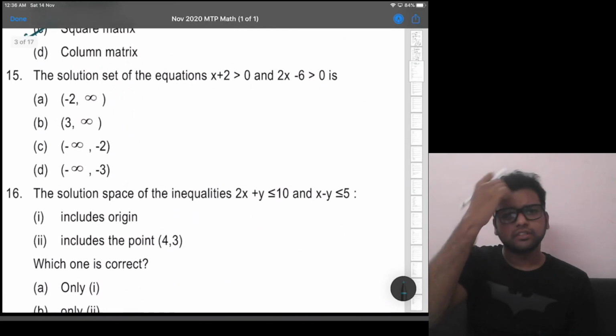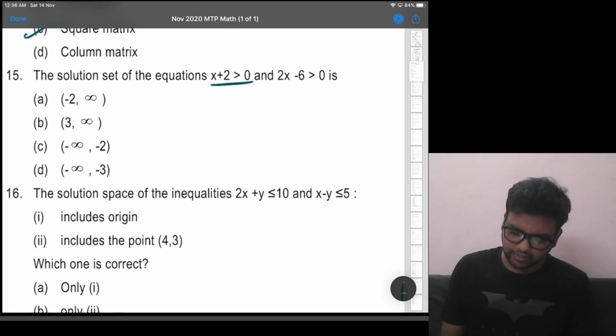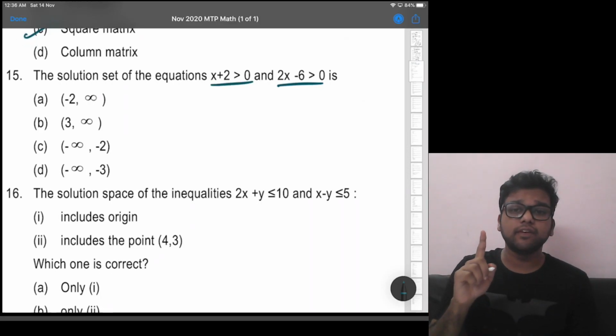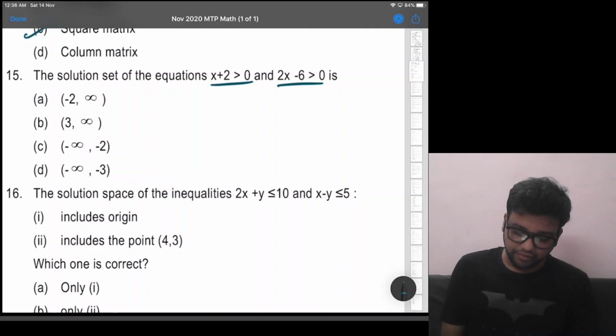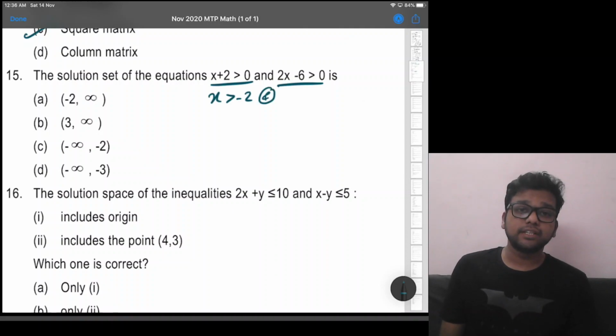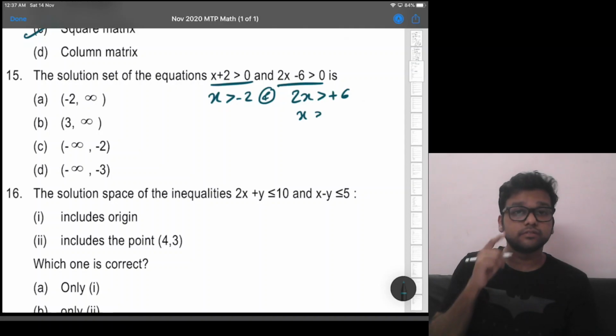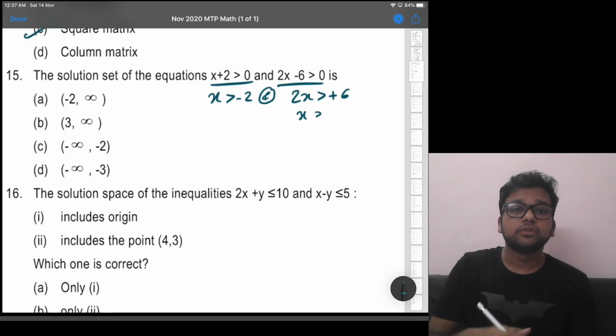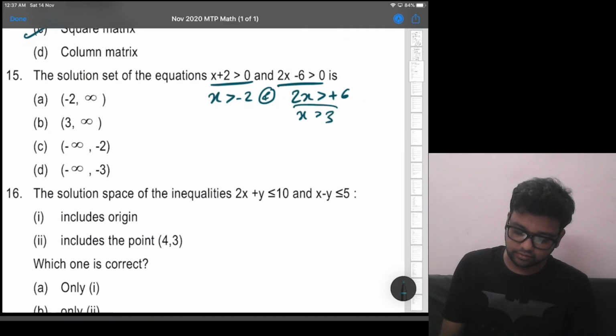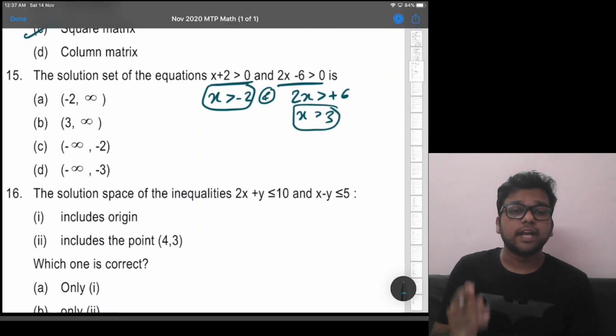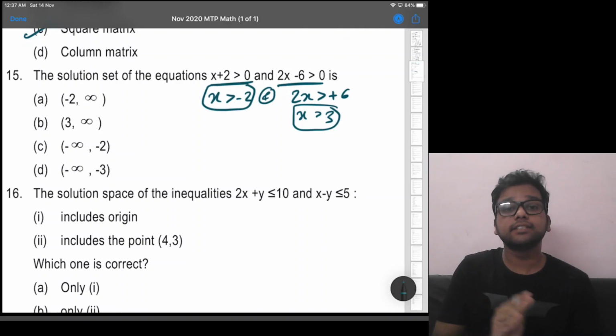15 is a good one. Solution set of equations, this and this. Now there are inequalities in one variable. So if x plus 2 is greater than 0, that means x is greater than minus 2. And 2x minus 6 is greater than 0, that means 2x is greater than plus 6. Minus 6 if it goes, that will be plus 6. So x is greater than 6 by 2, that is 3.